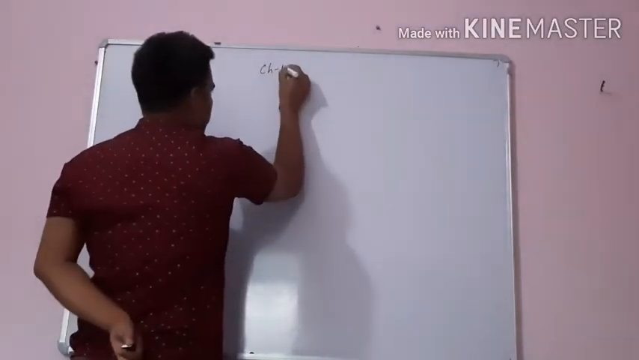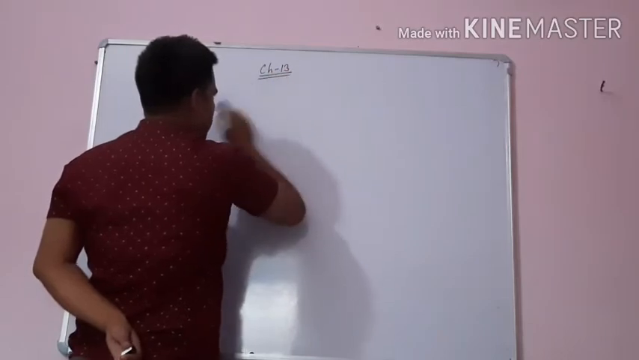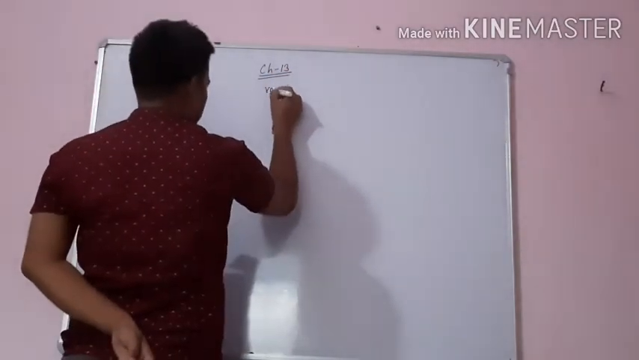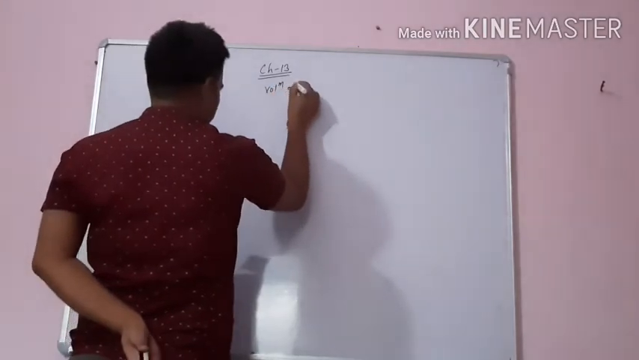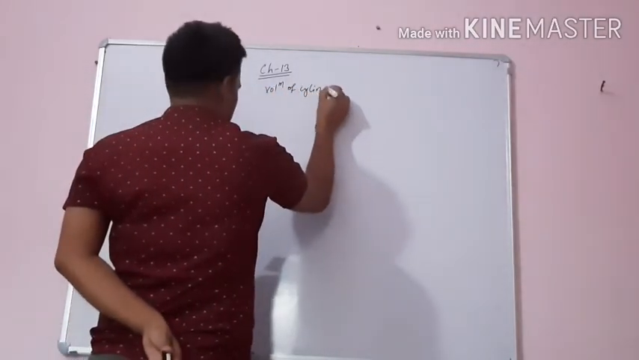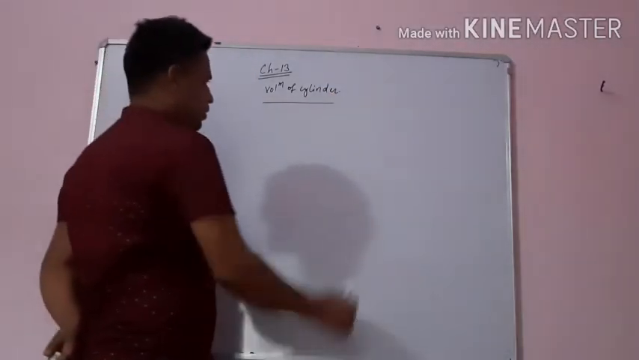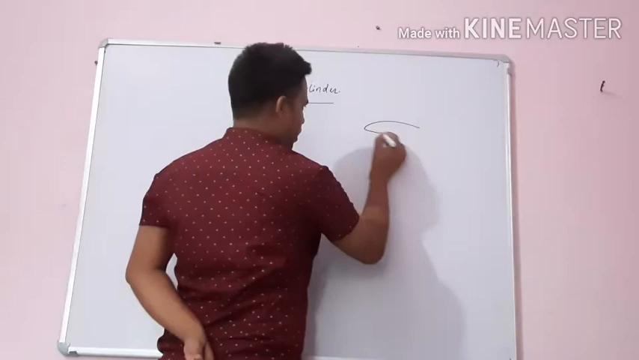Today we will discuss volume related to the cylinder. Volume of cylinder. We know the shape of cylinder is like this.